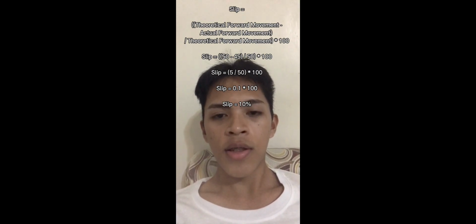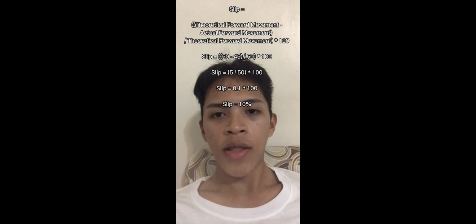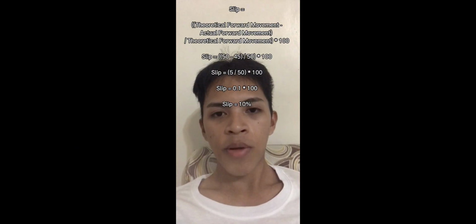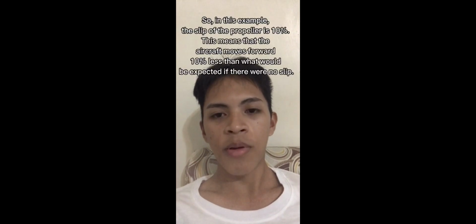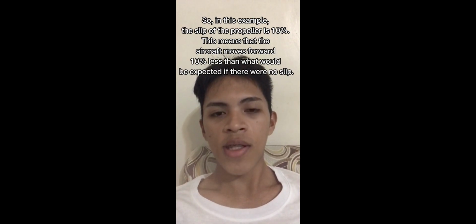So the next step is, the answer is 5 divided by 50 inches, the theoretical forward movement, and multiplied by 100. So we have an answer of 0.1 and we multiplied it by 100. So we got 10%. In this example, the slip of the propeller is 10%, which means that the aircraft moves forward 10% less than what would be expected if there were no slip.